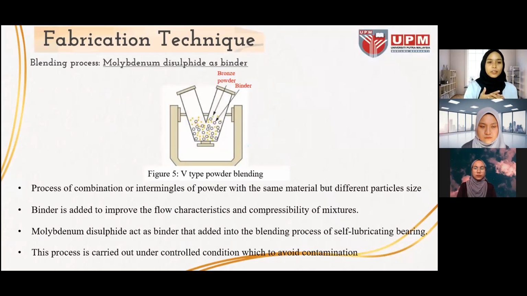Next is the blending process using molybdenum disulfide as a binder. Figure 5 shows the V-type powder blending, and it shows the bronze powder being blended with the binder. The process is the combination or intermixture of powders of the same material but different particle size. Binder is added to improve the flow characteristics and compressibility of the mixture. Molybdenum disulfide acts as a binder added into the blending process of the self-lubricating bearing. This process is carried out under controlled conditions to avoid contamination. Next.